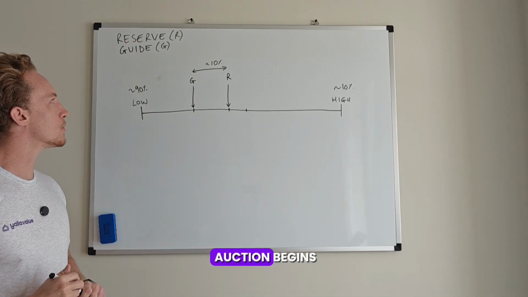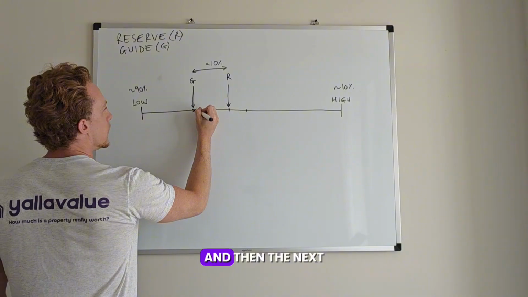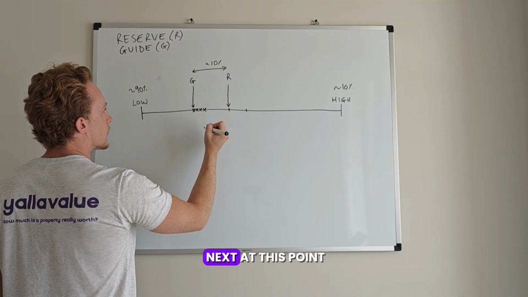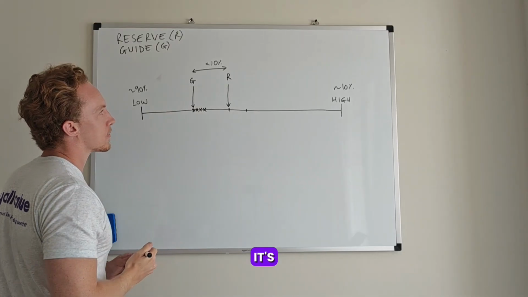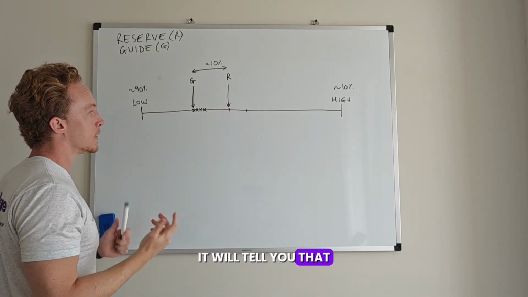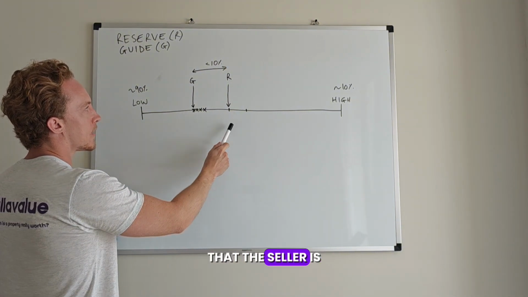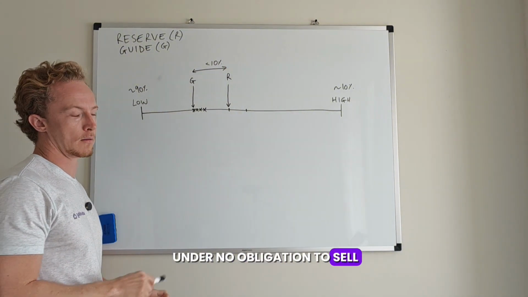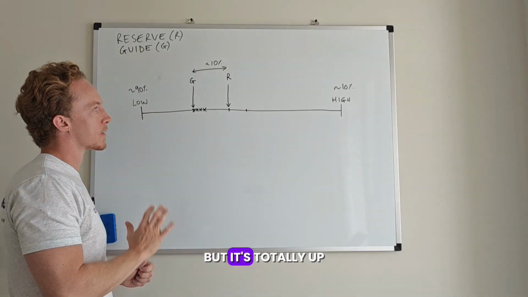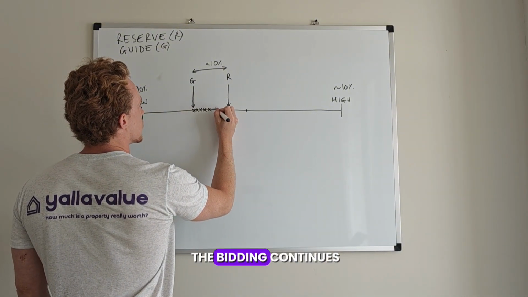So let's say the auction begins. First bid comes in at the guide price, and then the next bid comes in, and then the next one, and then the next. At this point, it's clear to everyone that the reserve hasn't been met, because on most platforms it will tell you that. And the reason for that is to let these bidders know that the seller is under no obligation to sell at any of these prices. A deal may be made after the auction, but it's totally up to the seller. He's not obligated.